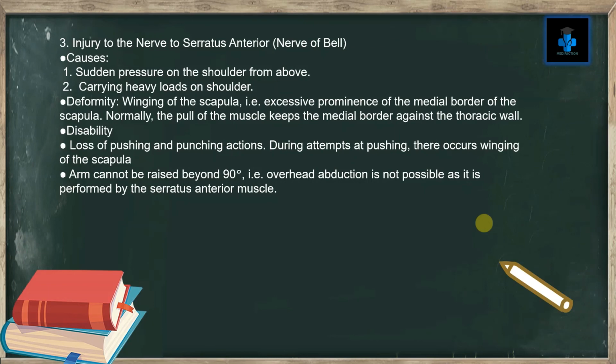There is excessive prominence of the medial border of the scapula. Normally, the pull of the muscle keeps the medial border against the thoracic wall. The disability here is loss of pushing and punching actions. During attempts at pushing, there occurs winging of the scapula. Arm cannot be raised beyond 90 degrees. That is, overhead abduction is not possible as it is performed by the serratus anterior muscle.